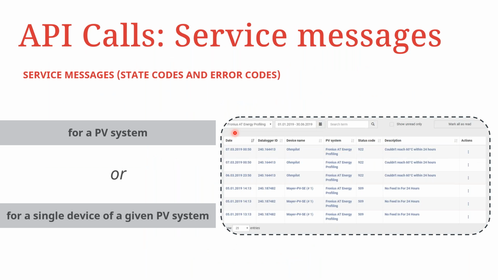The next thing is the service messages on the API calls. This allows you to view service messages, state codes or error codes for the PV system or for a single device of a given PV system. So let's say you only want to view the error messages for an Eco 27 inverter that's in your system, you can have that API protocol.